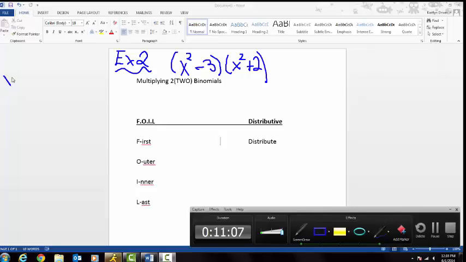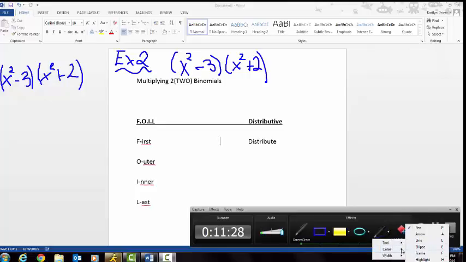So we have x squared minus 3 in parentheses. Then we have x squared plus 2. And I'll break this one down into steps. I'm sorry I didn't do that last time. I meant to.